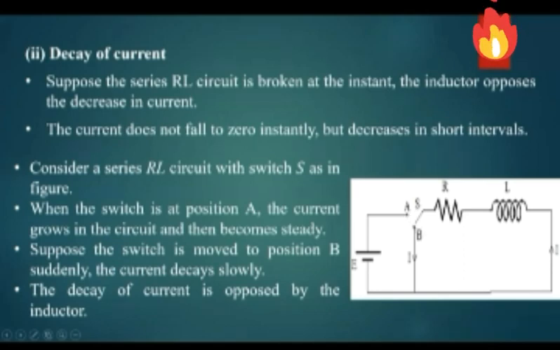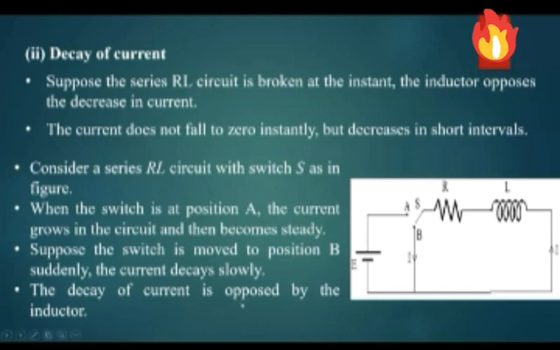Suddenly, if the switch is moved from position A to position B, only this part of the circuit is closed now. So R and L are connected in series. Then what happens? The current in the circuit starts to decrease if the switch is suddenly moved from position A to B. The current starts to decrease, and that decrease of current is called decay of current. We call it decay of current.